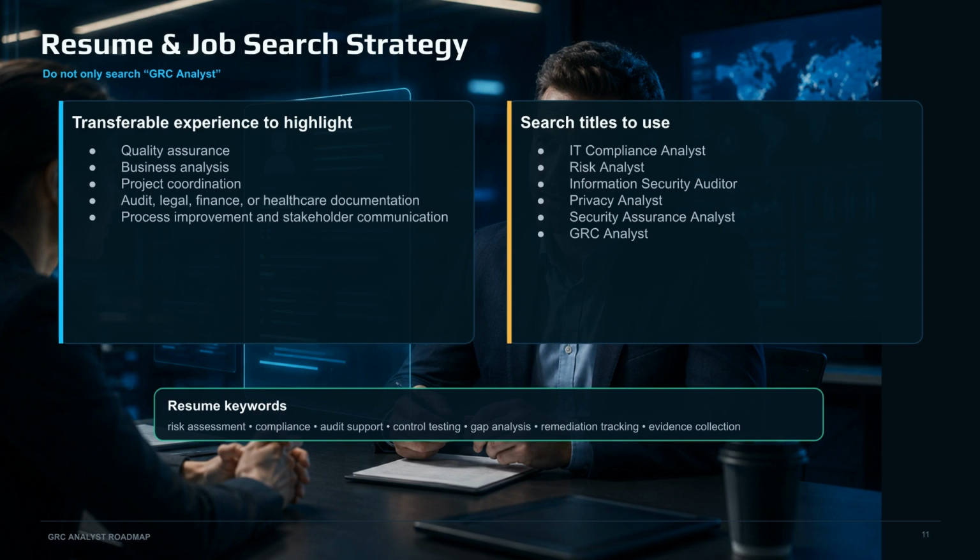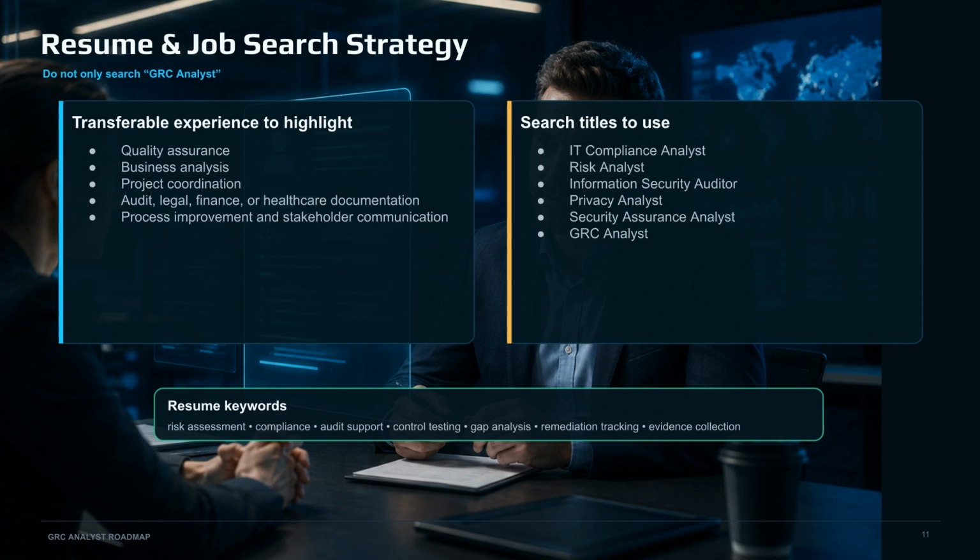Next, identify transferable experience from your previous roles. Quality assurance experience can demonstrate control testing, documentation, and attention to detail. Business analysis experience can demonstrate requirements gathering, process analysis, and stakeholder communication. Project management experience can demonstrate ownership, tracking, reporting, and remediation follow-up.